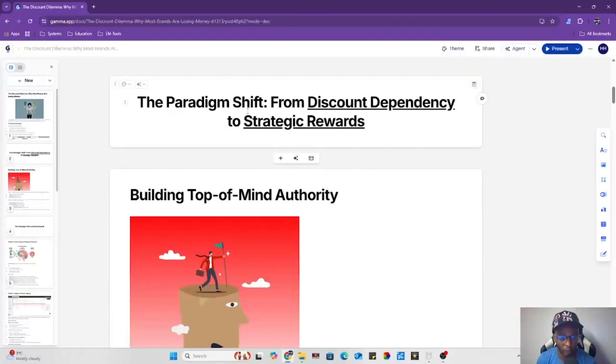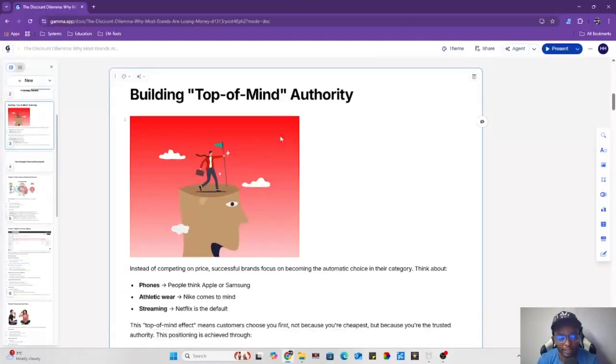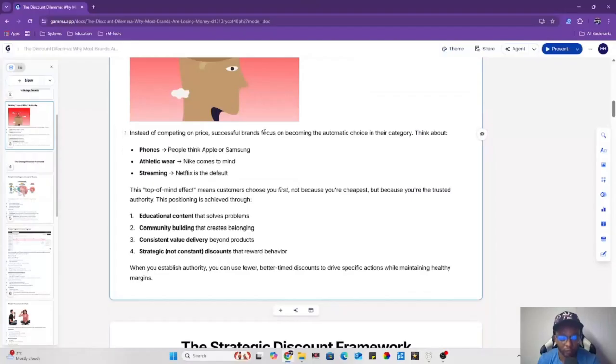The paradigm shift from discount dependency to strategic rewards. So we want to move our business from discount dependency to strategic rewards, building top-of-mind authority. The top-of-mind effect is one of the most important concepts you want to learn and apply to your business if you want to succeed. Instead of competing on price, successful brands focus on becoming the automatic choice in their category.